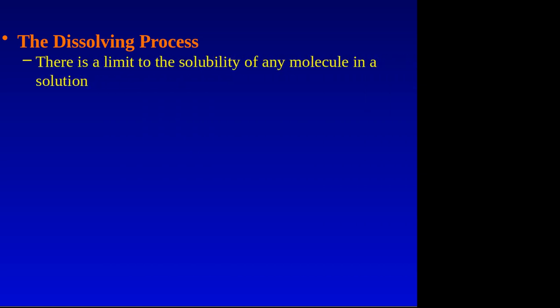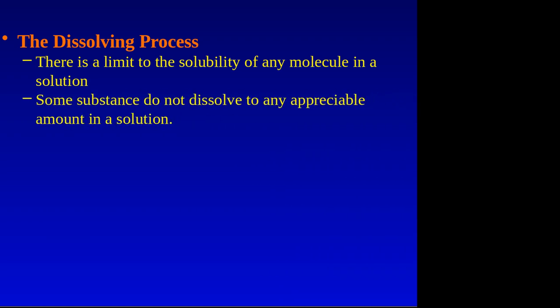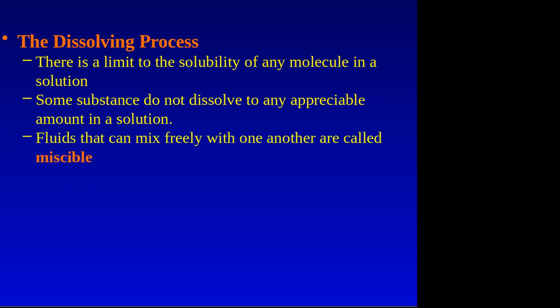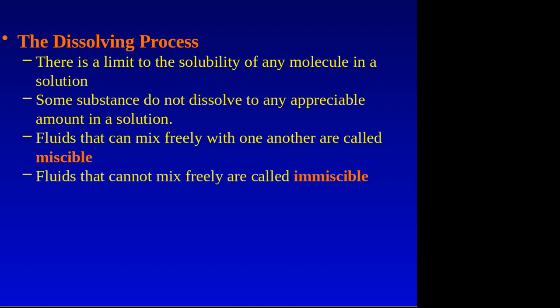All right, what I want to talk about is the mechanics of how things dissolve. There's a limit to the solubility of any molecule in a solution. Some substances do not dissolve in a solution, like oil and water. And fluids that can mix freely with each other are called miscible. And fluids that cannot mix freely are immiscible. And that's the oil and water. And so there's something about the structure of different things that makes different properties. And so we will get this list of properties that make different chemistries, different solutions.